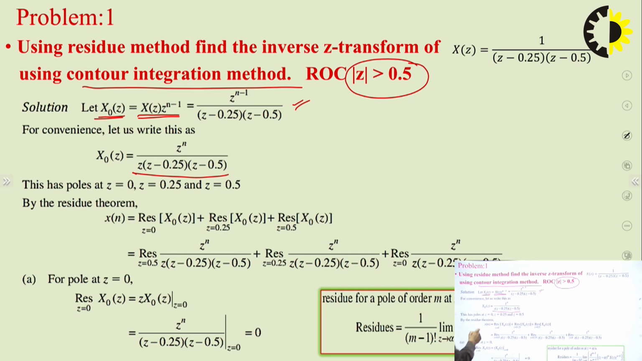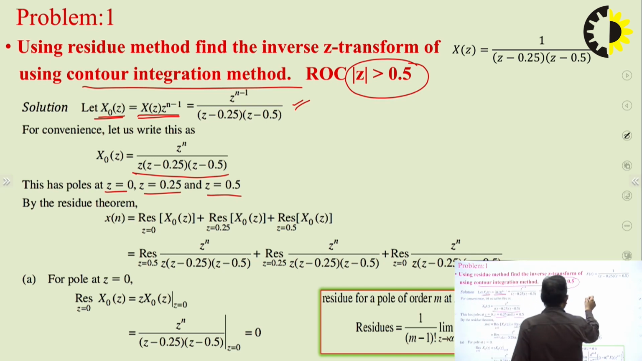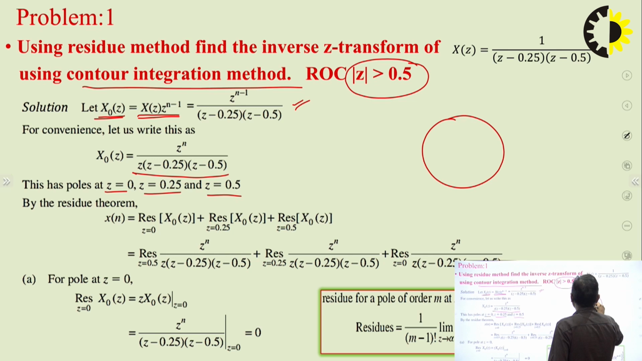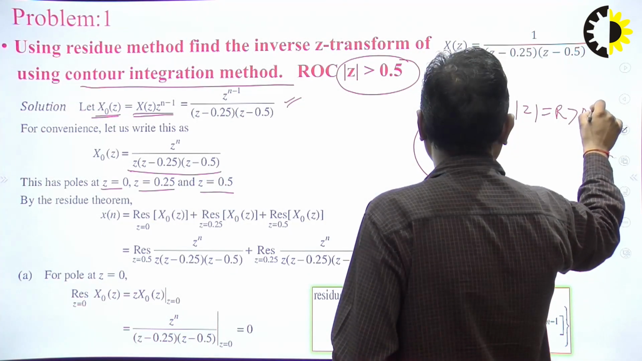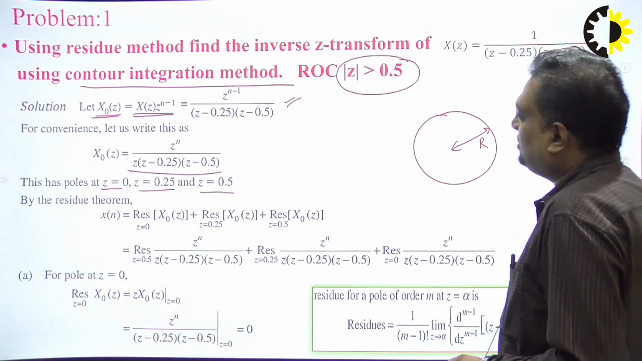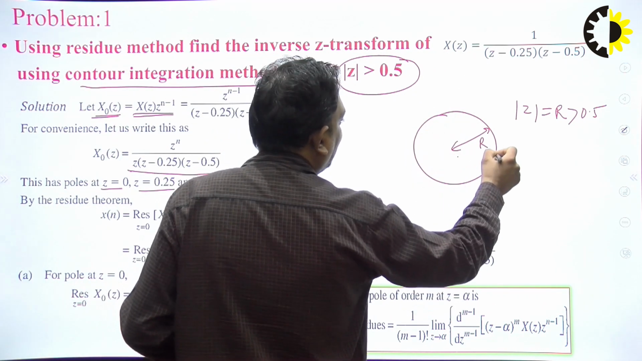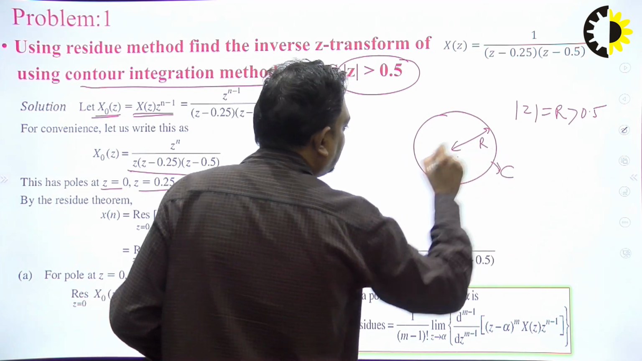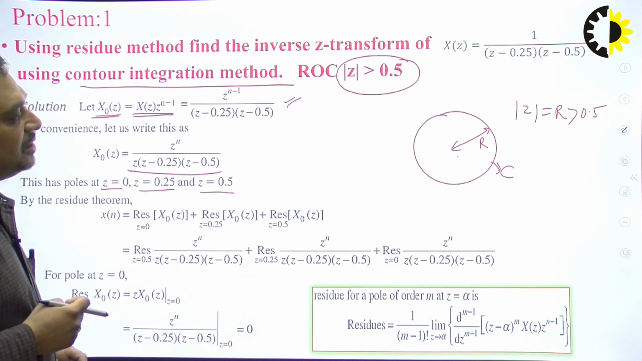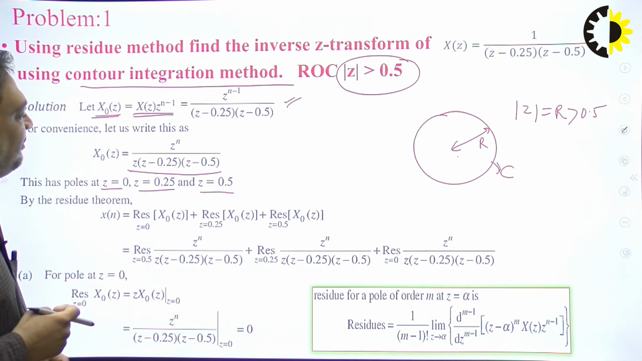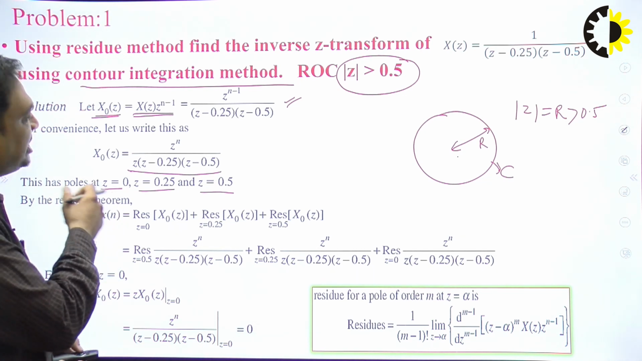Three poles are lying at z equals 0, 0.25 and 0.5. And here the ROC is any circle with mod z equal to R, which is greater than 0.5. So if the ROC is given like this, it means all these three poles are lying inside this contour, inside this closed circle C. It means we have to find the residue for all these three poles.